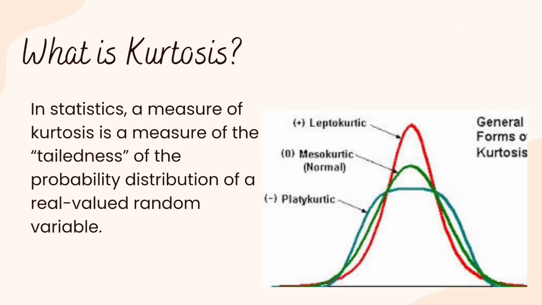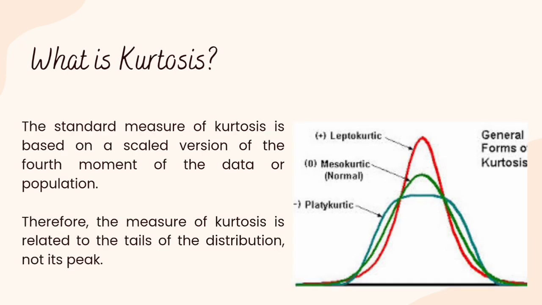What is kurtosis? In statistics, kurtosis is a measure of the tailedness of the probability distribution of a real-valued random variable. It is used to describe a characteristic of a data set. Kurtosis indicates how much data reside in the tails. The standard measure of kurtosis is based on a scaled version of the fourth moment of the data or population. Therefore, the measure of kurtosis is related to the tails of the distribution and not its peak.